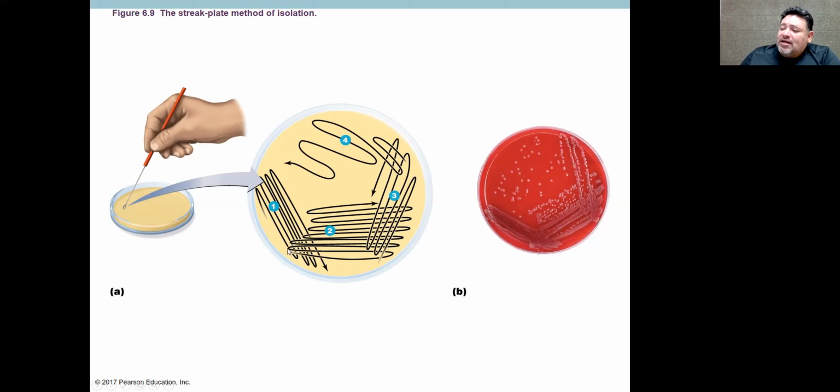You streak once, and then with a clean loop, you streak into the first one. With a clean loop, we streak the third one into the second one, and with a clean loop, we streak the fourth one into the third one. And you end up with this isolation that you see here.